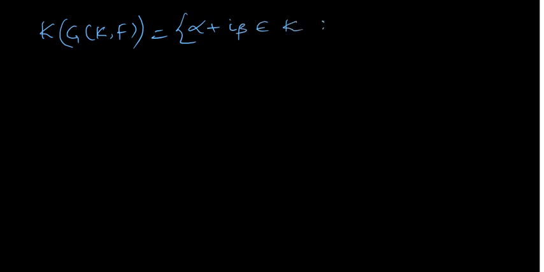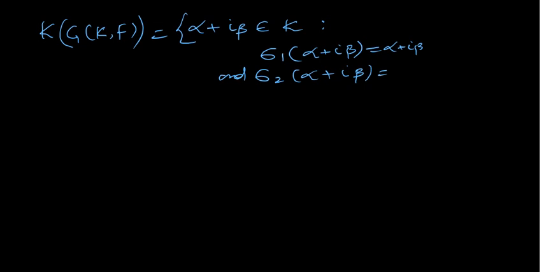So the last line was this: K^G(K/F) is equal to those complex numbers such that they are fixed by automorphisms of G, and G contains only two automorphisms. That is, sigma 1 of alpha plus iota beta is equal to alpha plus iota beta, and sigma 2 of alpha plus iota beta. One is the identity, it will fix everything, it's equal to alpha plus iota beta. Now we'll concentrate on this because this one is the identity.